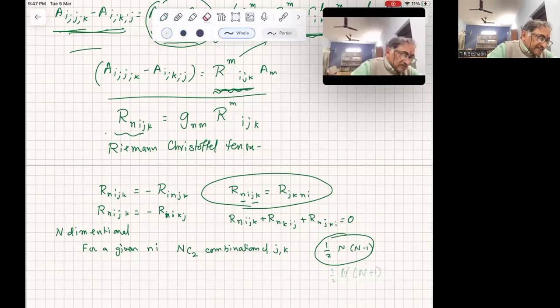So there are NC2 combinations. That is, once I have selected, suppose j equal to 0, 1, 2, 3, and k is 0, 1, 2, 3. If I have selected 0 for j, I can no more select k for 0. I have only 3 left to select from. That's why it's NC2.